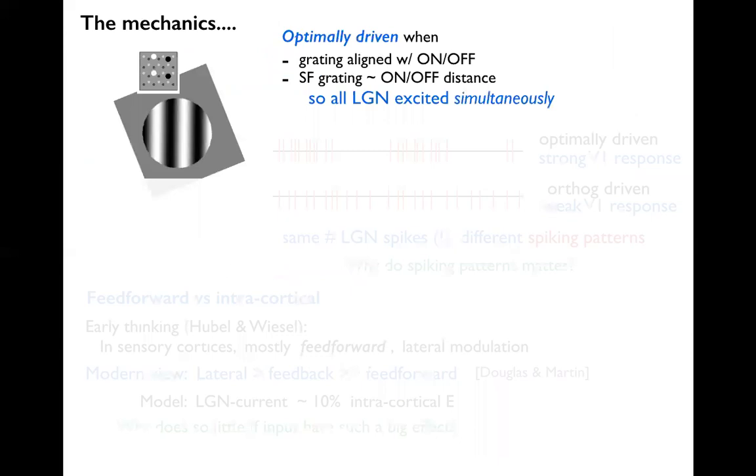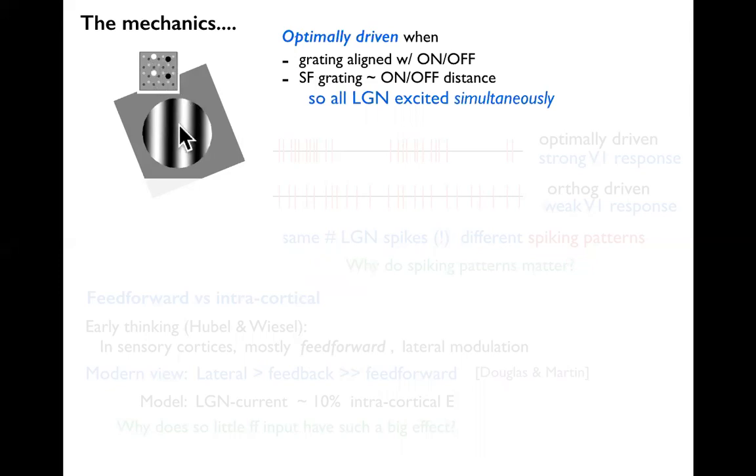Okay, so now getting to the mechanics. Let's say that I have a V1 cell connected to these four LGN cells, two on and two off. This V1 cell is optimally driven, meaning it fires the most, when the grating is vertical and aligned. A lot of things are tested using gratings, so that's why we tested the theory using gratings too. When the grating is aligned with these rows of two LGN cells, and the separation is also roughly the same, for example when these two cells are around this edge, as the grating moves it's going from light to dark, so they get very happy.